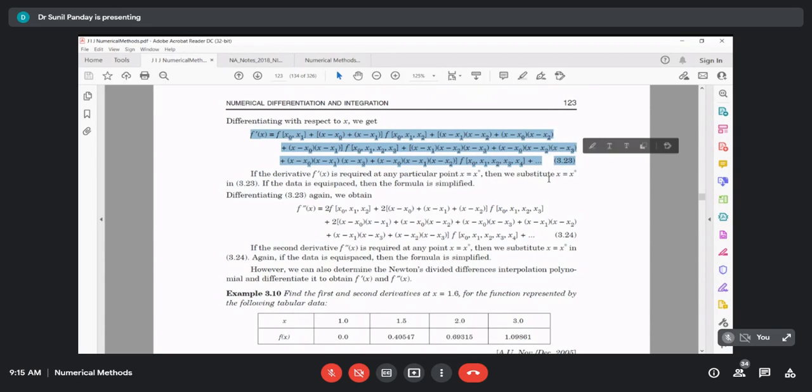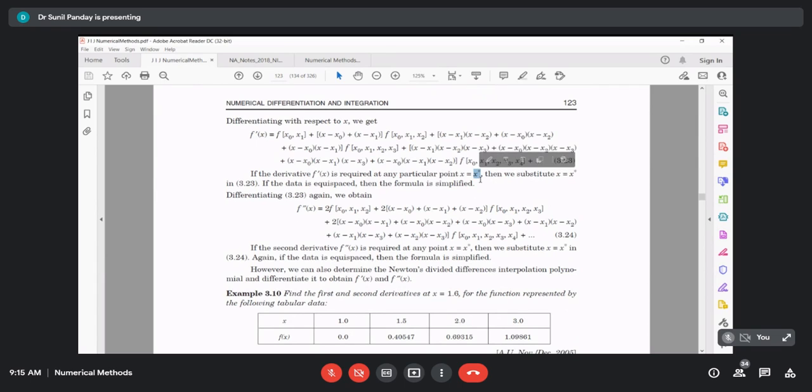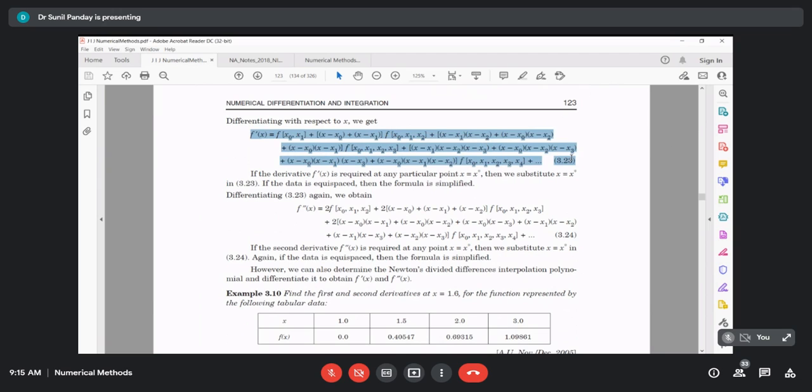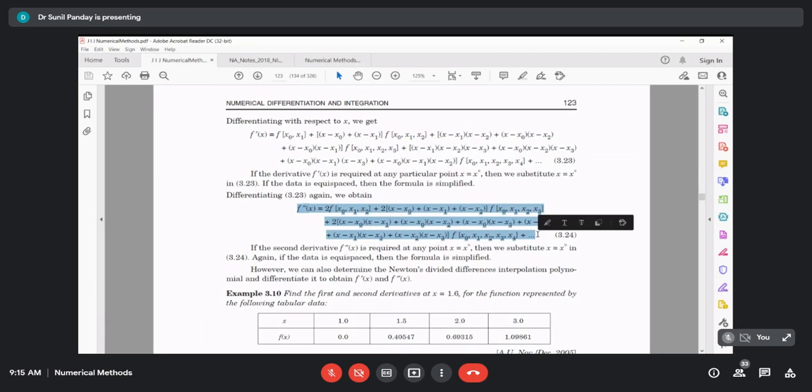And here you can substitute whatever point you want to know the derivative at, whether it is a tabular value or a non-tabular value. You substitute there, calculate the divided differences of all orders and substitute here, and you will get the value of the derivative at that point. Similarly, if you differentiate this equation 3.2 one more time, you will get this one. And this is the second order derivative.